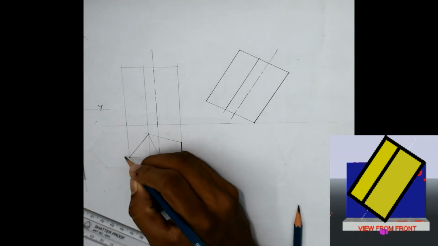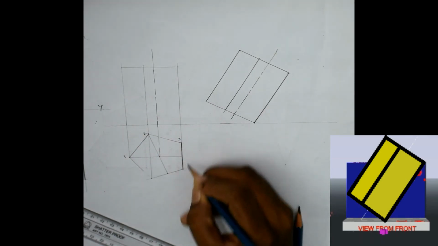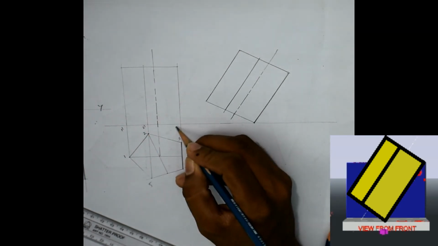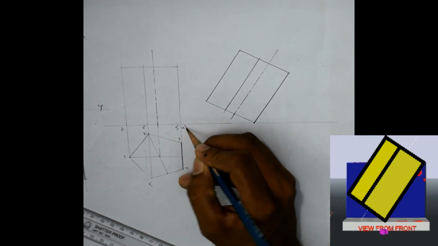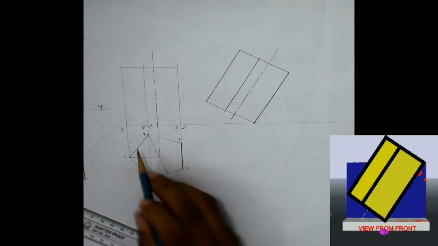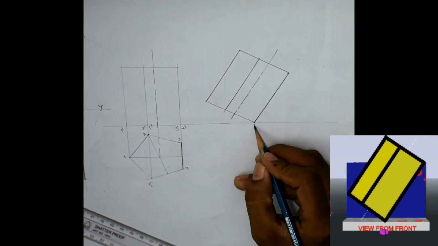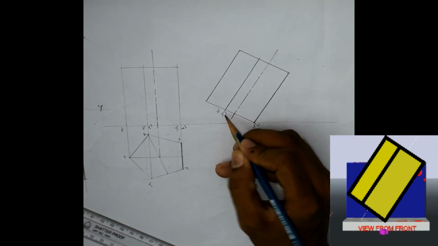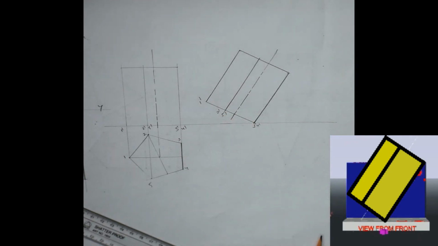names. I am naming these corners as 1, 2, 3, 4, 5, which means this will become 1 dash, this is 2 dash, this is 3 dash, and again this is 4 dash, this is your 5 dash. This means 3 dash and 4 dash are here, 3 dash and 4 dash. This is 2 dash and 5 dash, this is 1 dash.